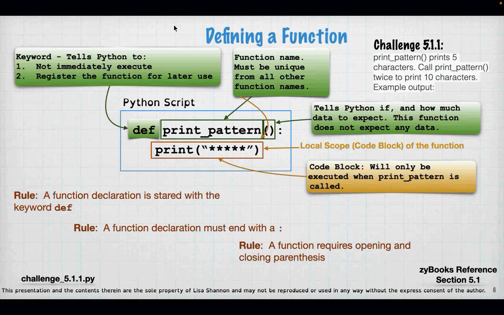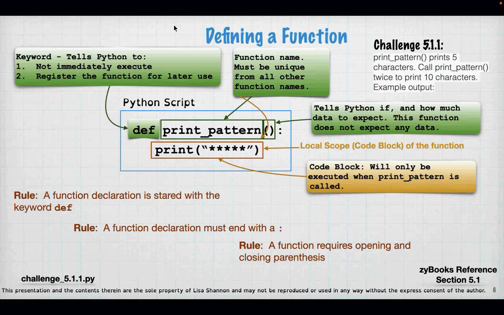And then, what's inside the parentheses will be data, if any, that's going to be passed in. And the next line, immediately the next line down, has to be the local scope of the function. So we know it's a local scope because it's indented by at least one tab stop from the function definition. This is called a code block, and it will only be executed when the print pattern is called. So this is like a library, and you're just putting this code away for further use.